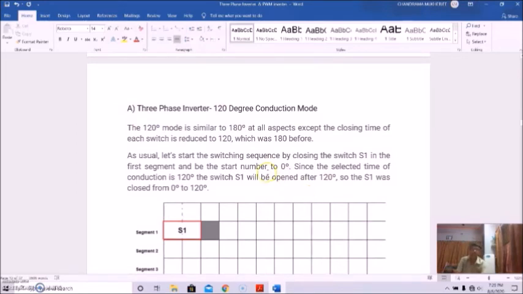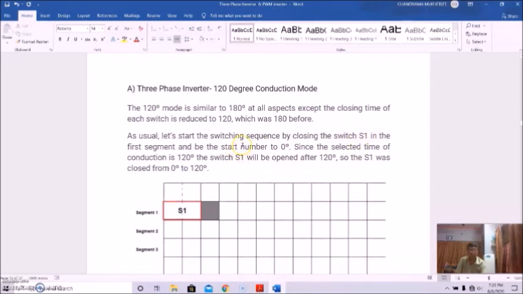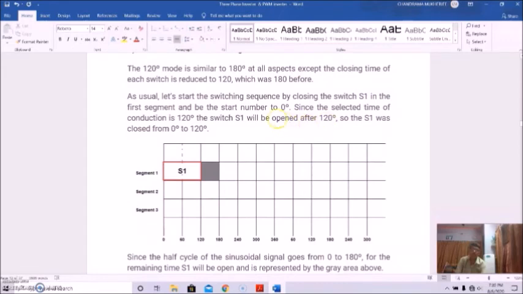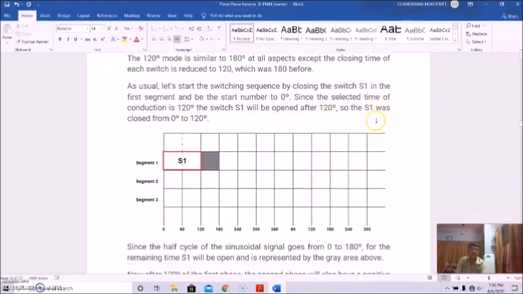the 120 degree mode is similar to 180 degree in all aspects except the closing time of each switch is reduced to 120 degree, which was 180 degree before. So let's start the switching sequence by closing this one in the first segment, and we start at 0 degree. Since the conduction time is now 120 degree, the switch S1 will be opened after 120 degree.